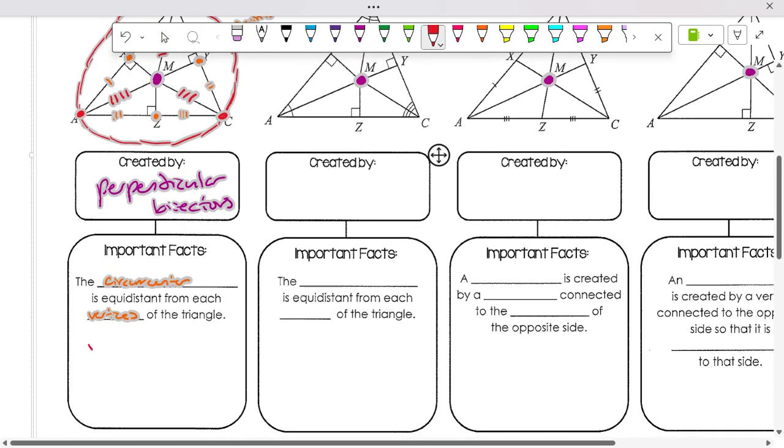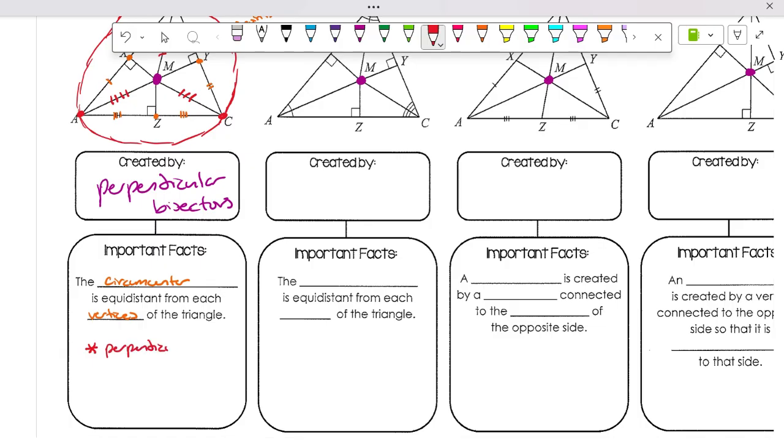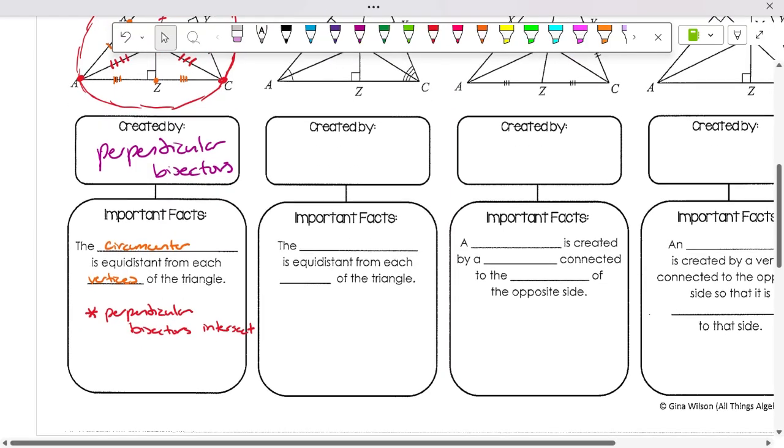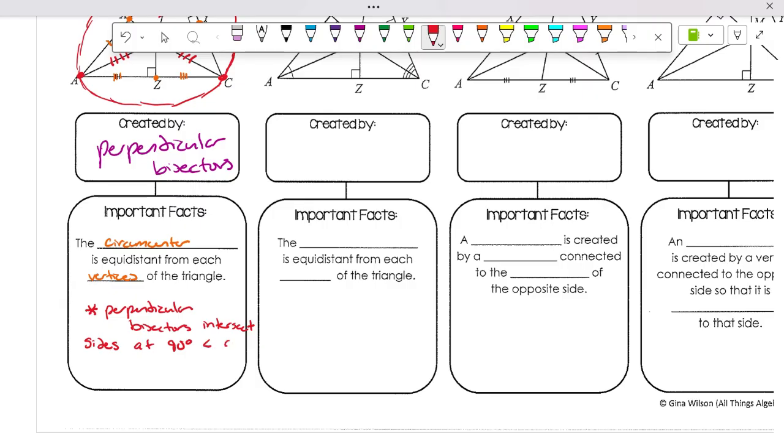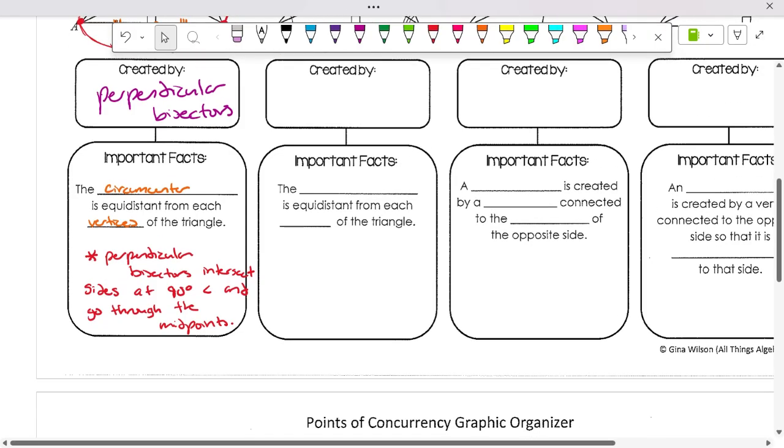Now, another thing to note, all right: perpendicular bisectors intersect the sides at a 90-degree angle and go through the midpoint of each side. So that's how you can tell if it's a perpendicular bisector. It's hitting that side at a 90-degree angle and it goes through the midpoint.